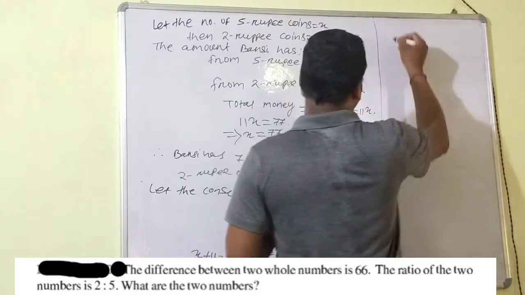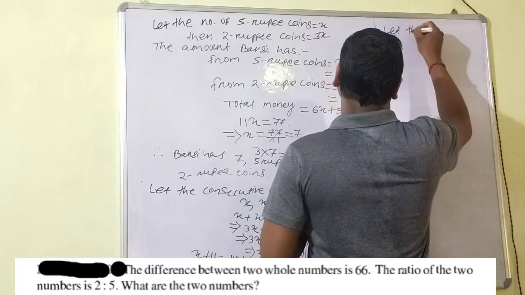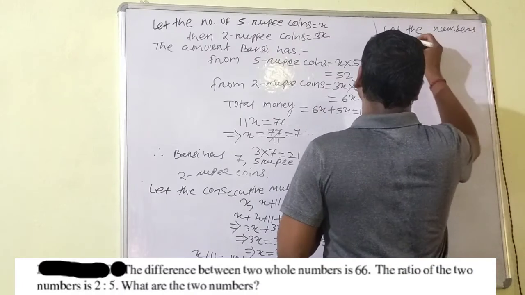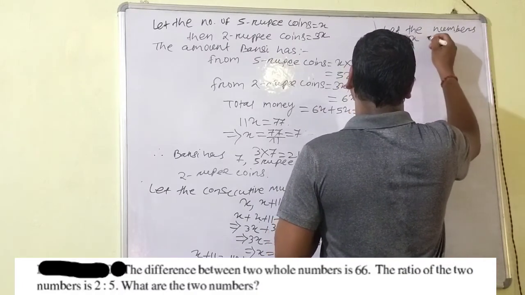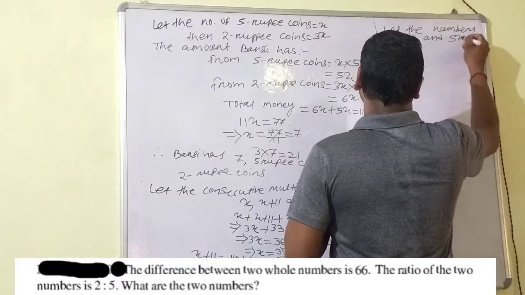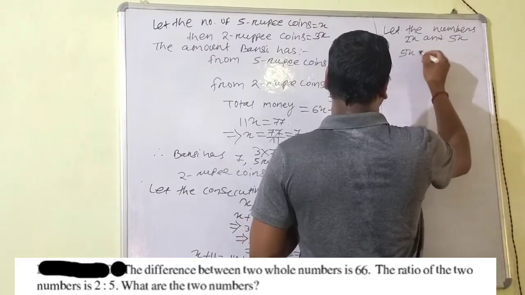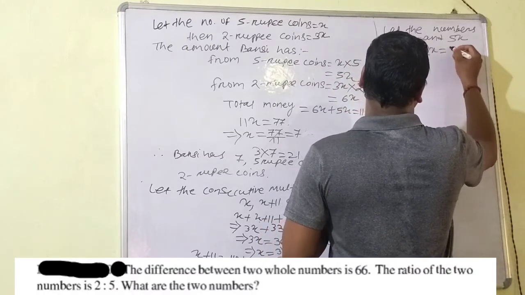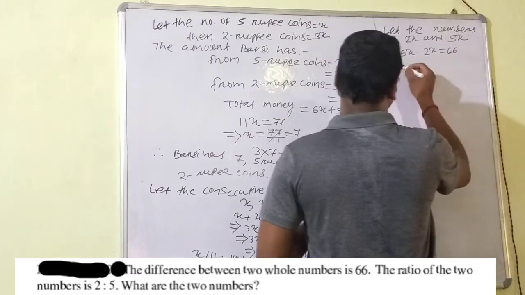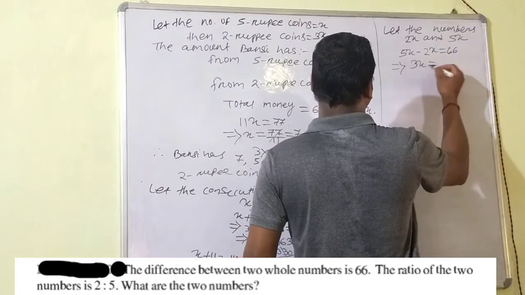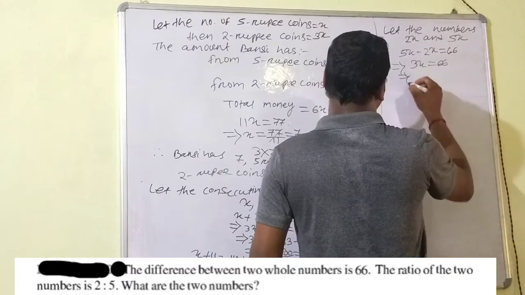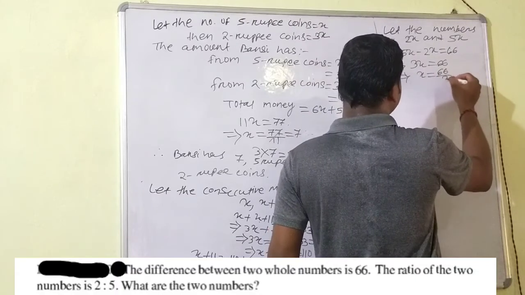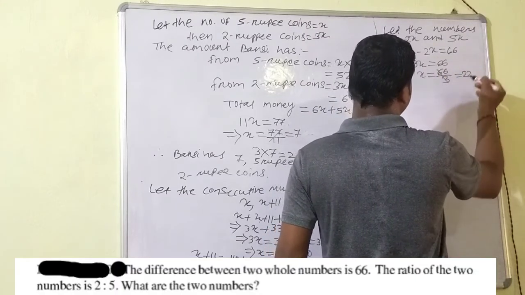So let us come. We'll write here. Let the numbers are 2x and 5x. So from bigger, we will subtract the smaller, 5x minus 2x, that is equal to 66. So let's say 3x equal to 66. Then next step, x will be equal to 66 by 3, that is 22.